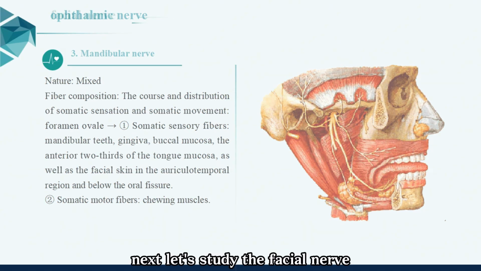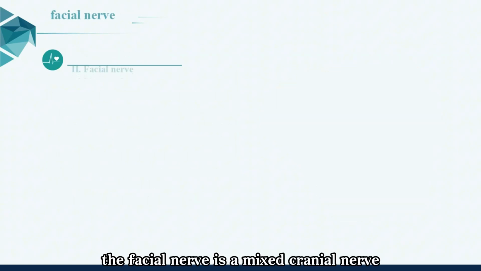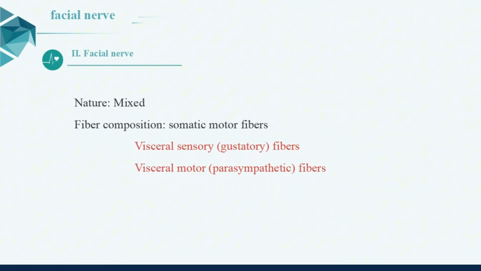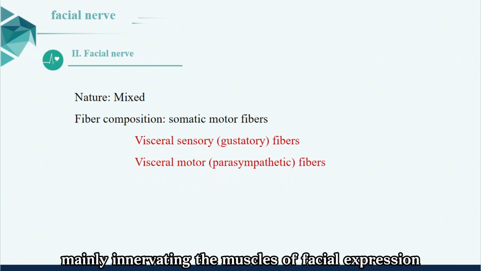Next, let's study the facial nerve. The facial nerve is a mixed cranial nerve containing 4 types of fiber components. Special visceral motor fibers originate from the facial nucleus in the tegmentum of the pons, mainly innervating the muscles of facial expression.